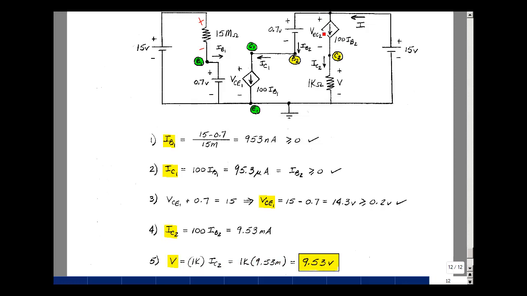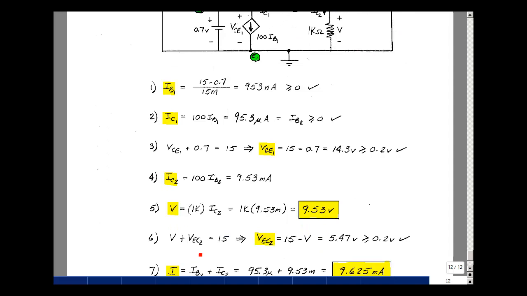Next, I got to check that this voltage is the right size. Let's do a loop equation. The rise in voltage is V, the rise in voltage is V sub EC2, and the drop is equal to 15. That's my next equation. And now I can solve for V sub EC2 as 15 minus V, which was 9.53, and I get 5.47. Is that greater than V sub EC sat? Yes. Then lastly, I want to find the current I.